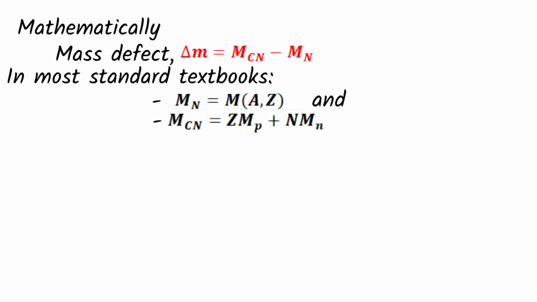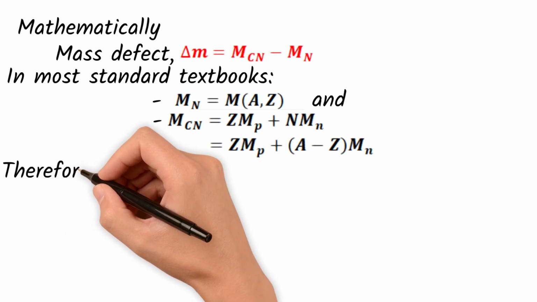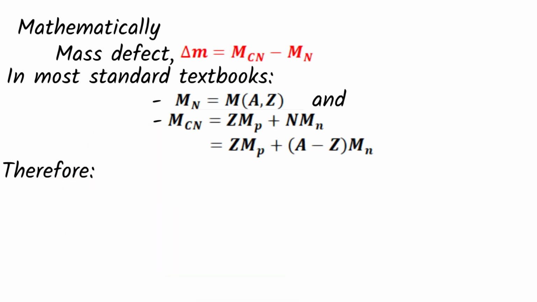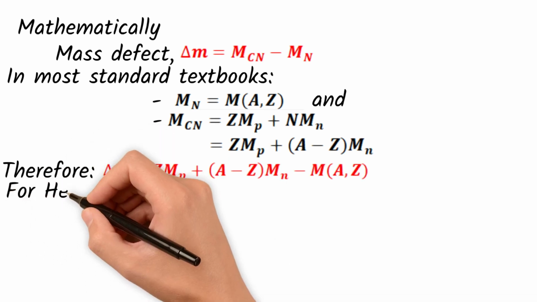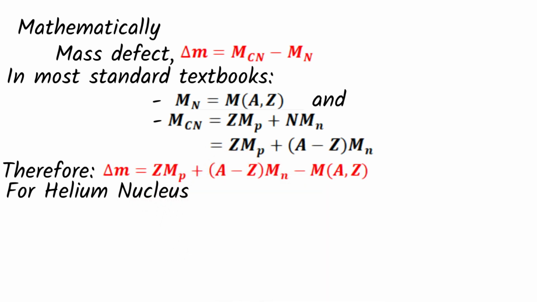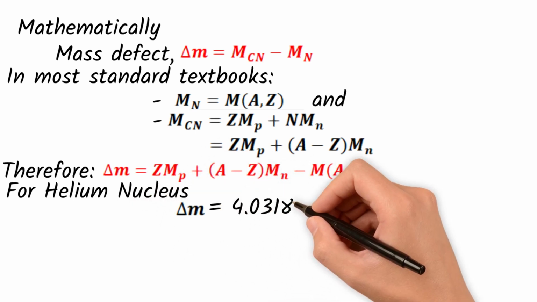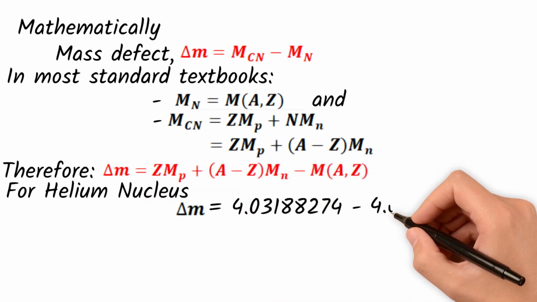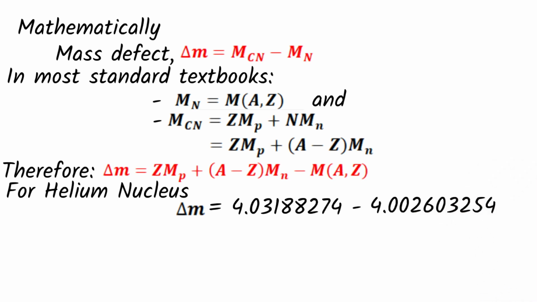And the total number of neutrons, of course, is equal to the mass number minus the atomic number. Now, we have that expression. If we substitute Mn and Mcn into the formula for mass defect, we have that expression. And if we calculate the mass defect for the helium nucleus that we have considered, we substitute the values that we obtain. We have 0.03 U as the mass defect.